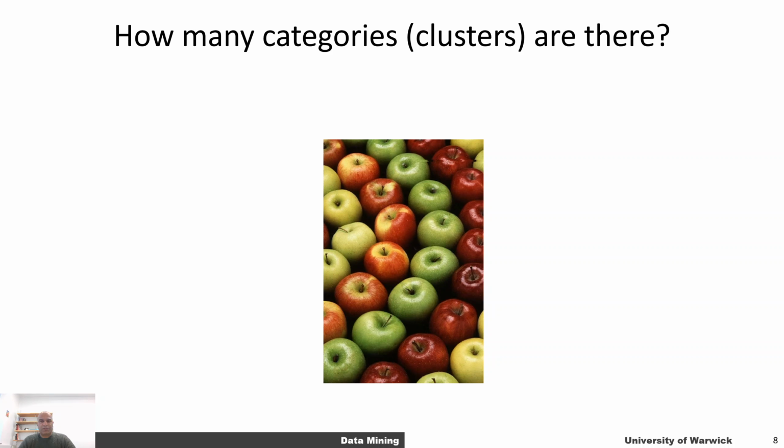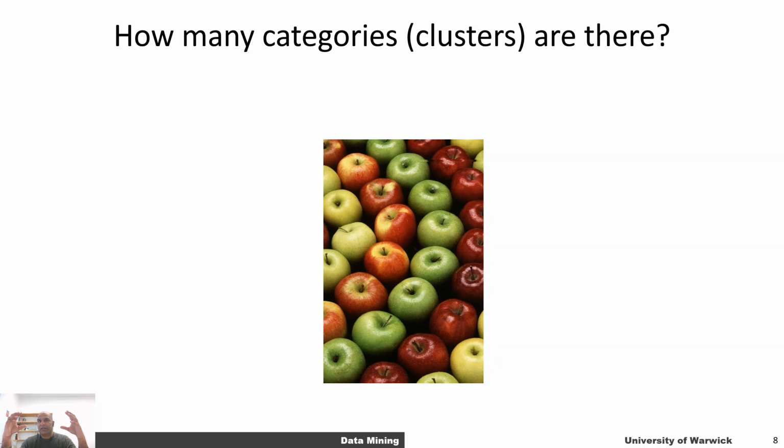Similarly, if I ask you the question about the figure that you see on your screen, I love apples, by the way. So the question is, how many different categories of apples do you see in this particular picture? And you can come up with different answers depending upon how you define similarity. So some people say that there are four different colors, hence there are four different types of apples. Some people say that there are five circular patterns or the way these apples are arranged, hence there are five different categories, and both of those answers are correct.